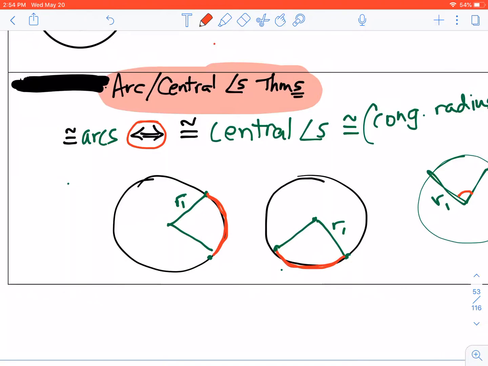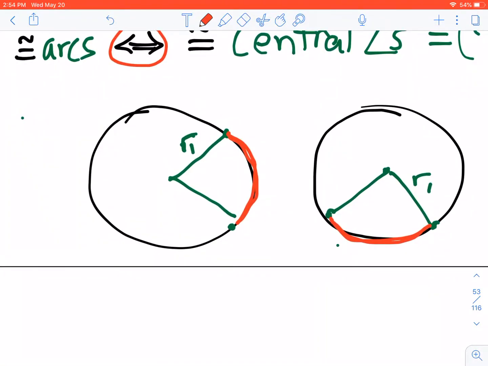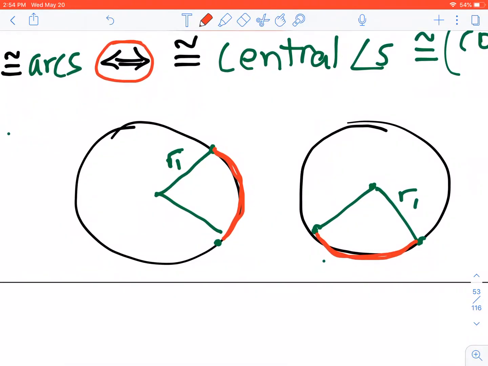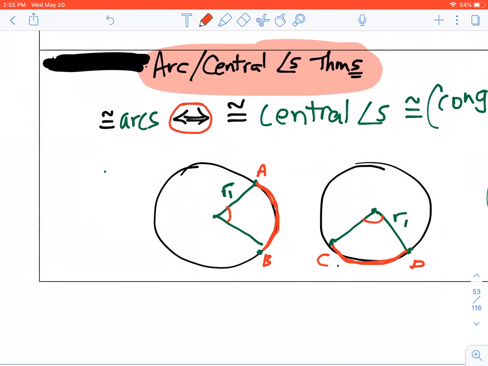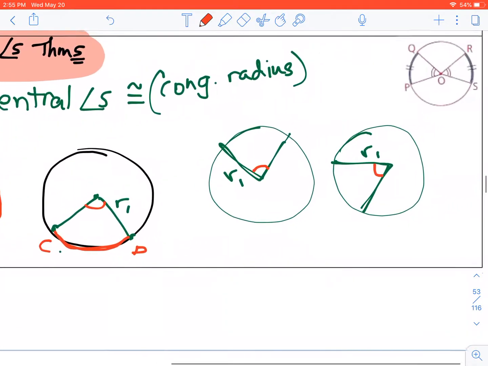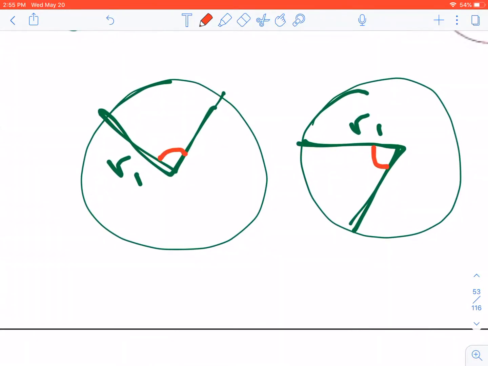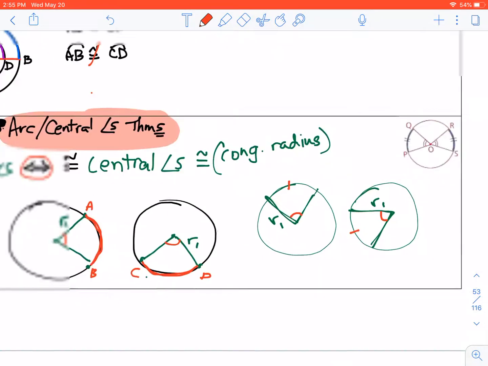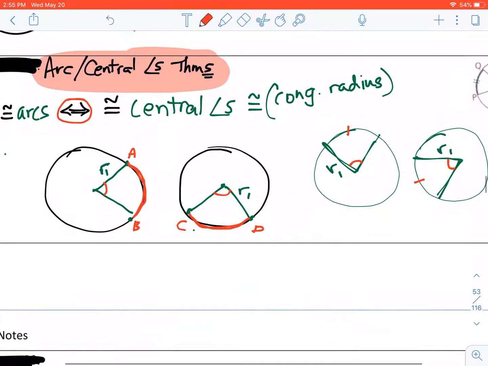So in this first example here, we have 2 radiuses that are the same, R1, R2, right? Then we know that if those arcs AB and CD are the same, then those central angles have to be congruent. All right? And we can go the other direction and say, well, yeah, if the central angles are the same, then the arcs have to be congruent as well. Okay? So either direction works with arcs and central angles.